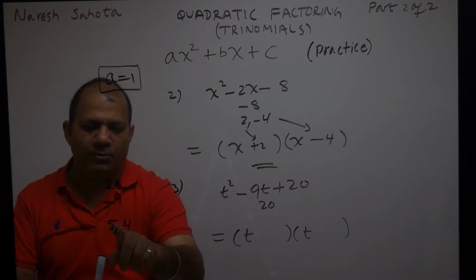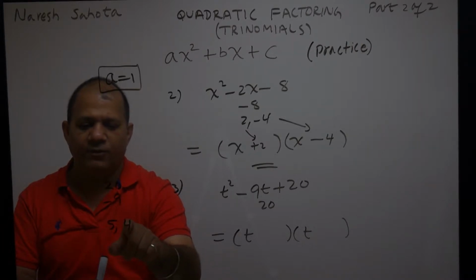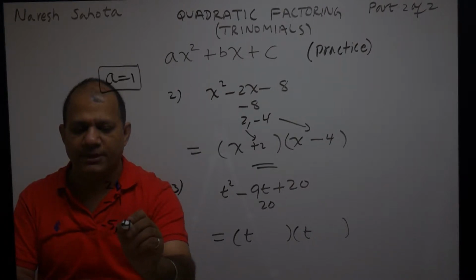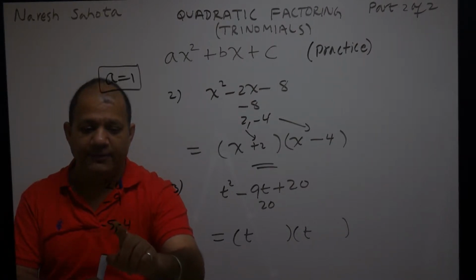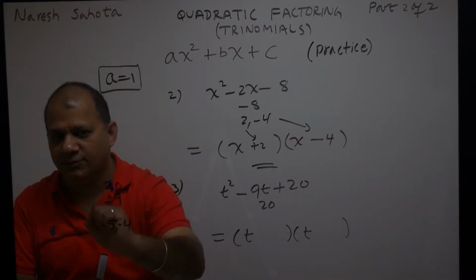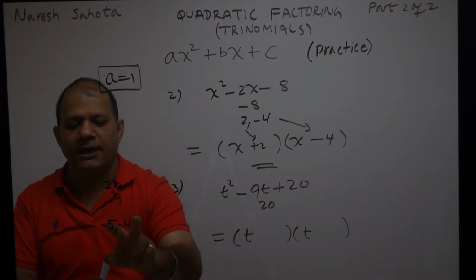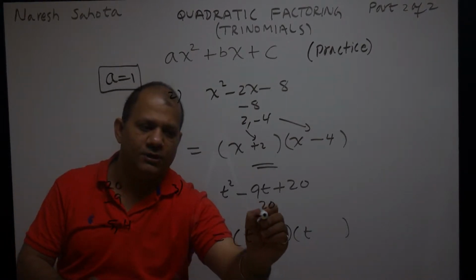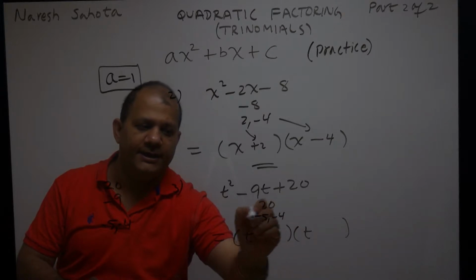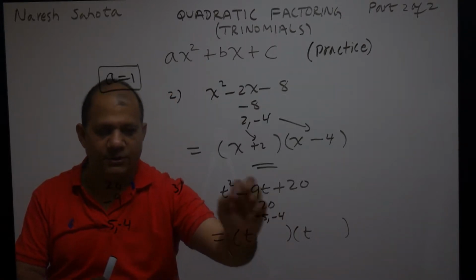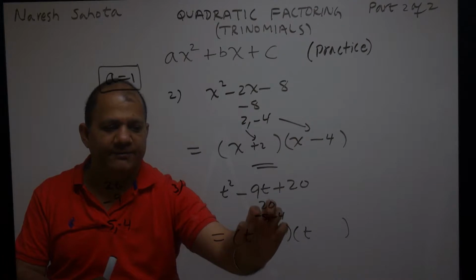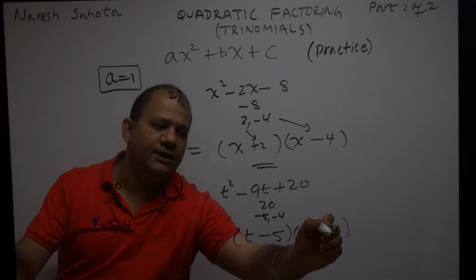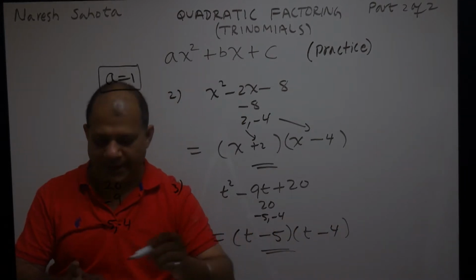So, okay, I want positive 20, I get that, but when I add 5 and 4, I get positive 9, but I want negative 9. So it looks like both of them should be negative. So try that. Negative 5 times negative 4 gives me positive 20, right? Negative times negative is positive. And when I add negative 5 and negative 4, I do get negative 9. So the numbers are negative 5 and negative 4. So t minus 5 and t minus 4 are the factors.